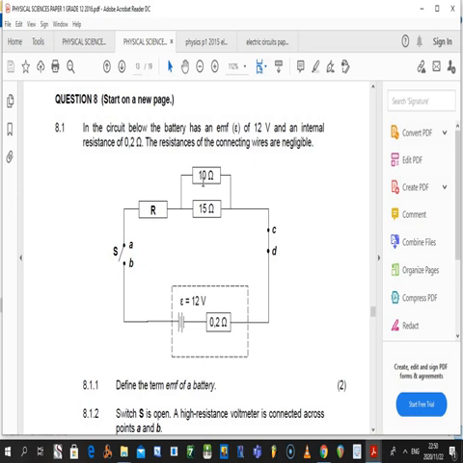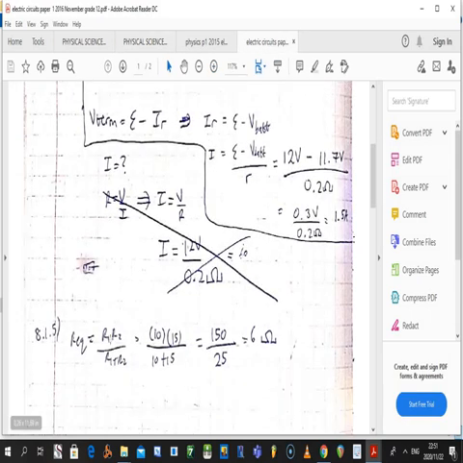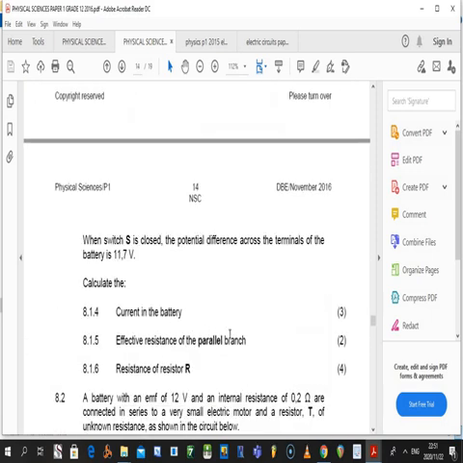The approach to calculating the resistance of the parallel branch is just the reciprocal: 1 over R_eq equals 1 over 10 plus 1 over 15. Or you can use a nicer, more condensed version, R_eq equals R1 times R2 divided by R1 plus R2, which I've written down here, and you should get 6 ohms. It should be a very simple question. It's just a matter of knowing that this is a parallel section. How do we calculate resistance in parallel? If you know that, then this is easy marks.